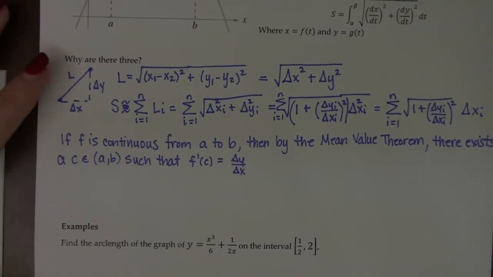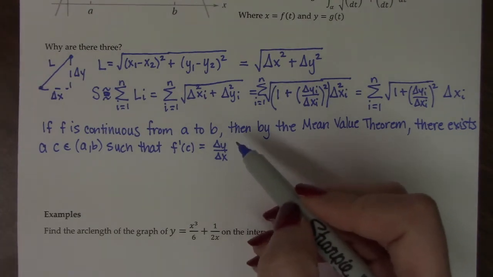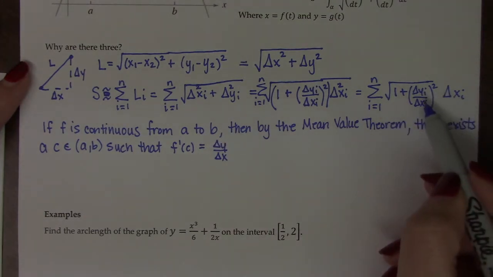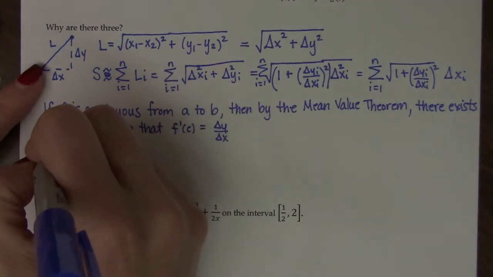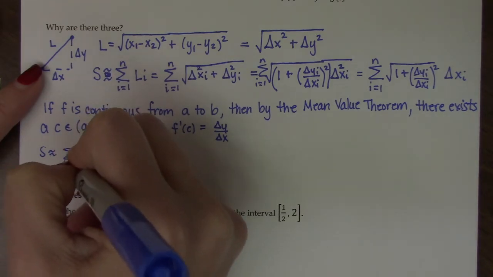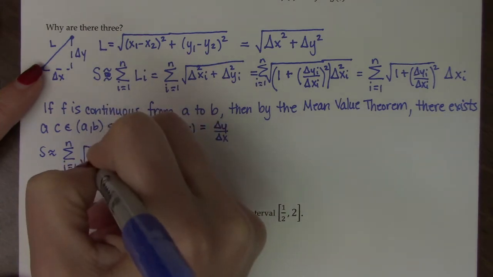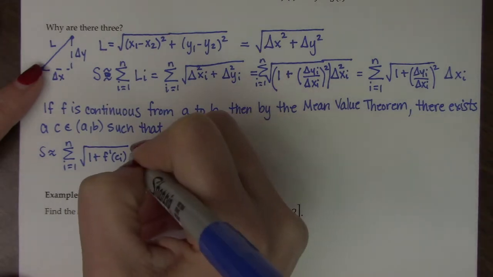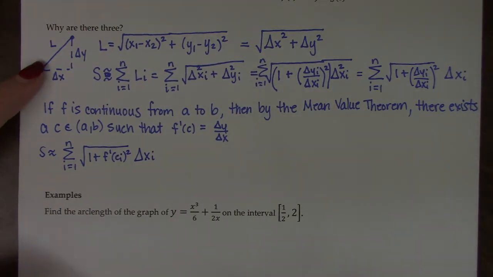If you remember back from pre-calc, when you first learned how to calculate the slope, you did it by change in y over change in x. So using this idea, we can now come back and replace delta y over delta x with f prime. So now we can say that S is approximately the sum from 1 to n of the square root of 1 plus f prime of some C between those two values, this guy still squared, times delta xi.